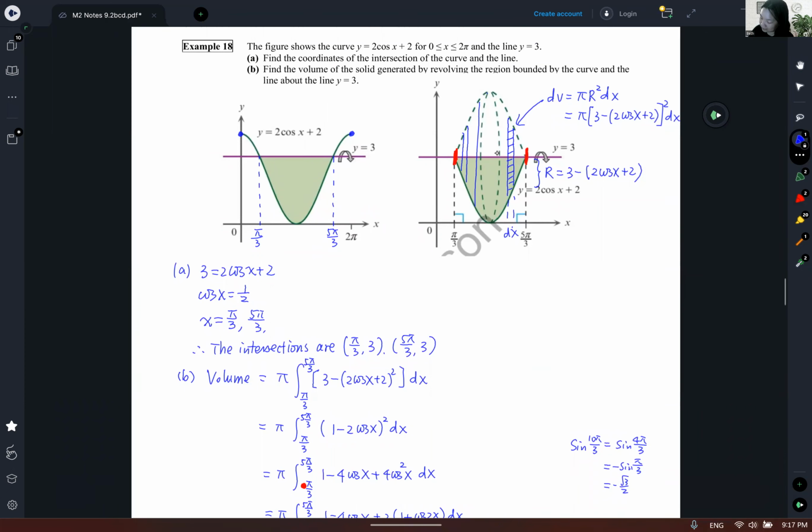Now, the only thing different, it's not the same, but it's just this, that needs to be found. In the past, you need to find out as well, but it's always like something minus 0 because the axis is the coordinate axis. Right now, the axis is y equals 3. So you must find the distance from the curve to y equals 3.